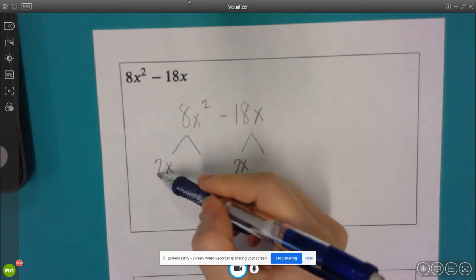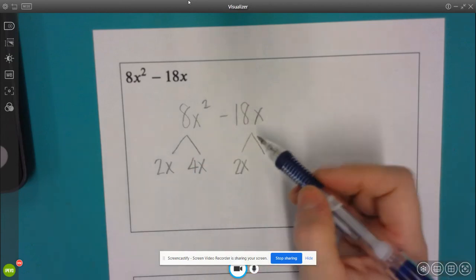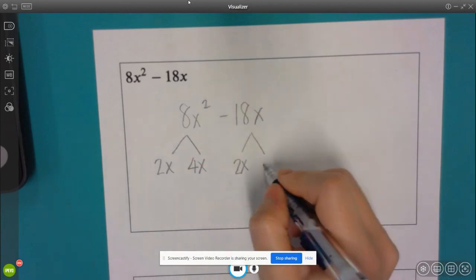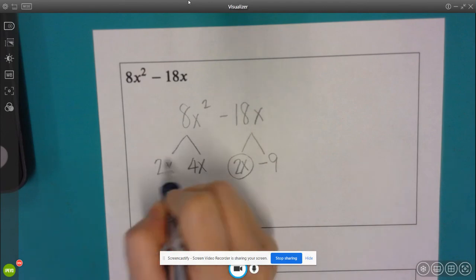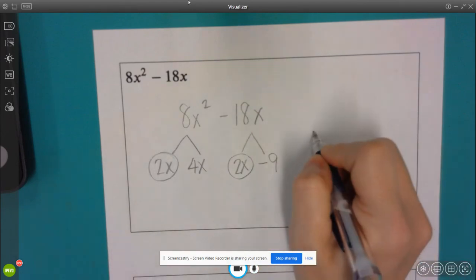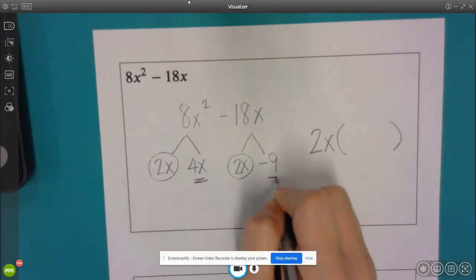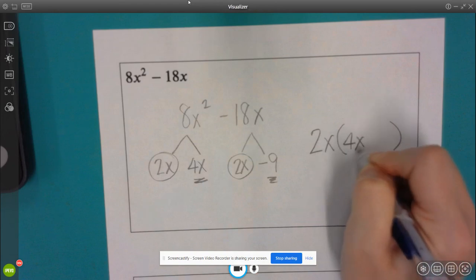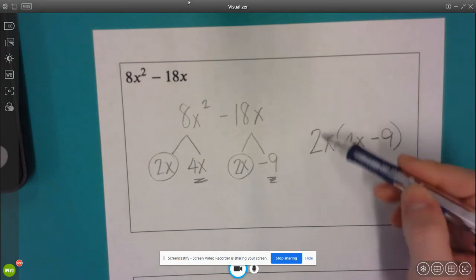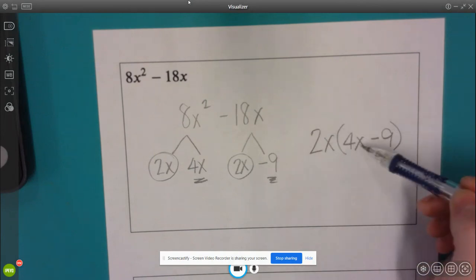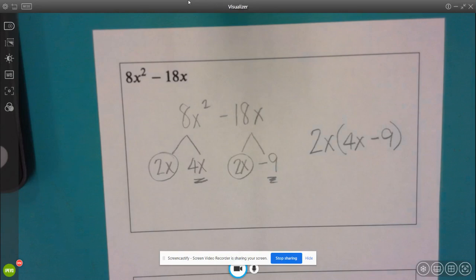So here, if I divide 8 by 2, I'm left with 4. And I would need an x to get me back to x squared. If I divide 2 out of negative 18, I'm left with negative 9. And then the x is taken care of here. So since 2x can be factored out of both of them, that's going to be my coefficient outside of the parentheses. And then the piece that's left over from both of those is going to go inside. Now, if I wanted to double check, I can distribute the 2x back to each of these pieces. 2x times 4x gives me 8x squared. 2x times negative 9 gives me negative 18x.